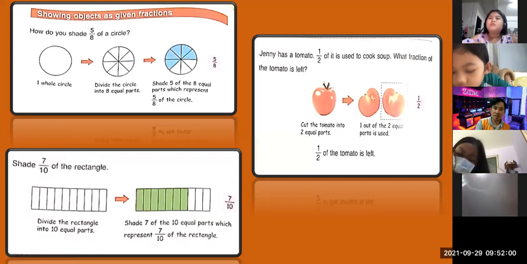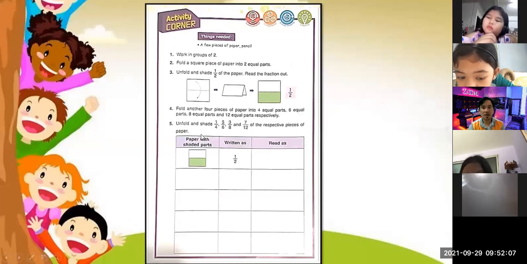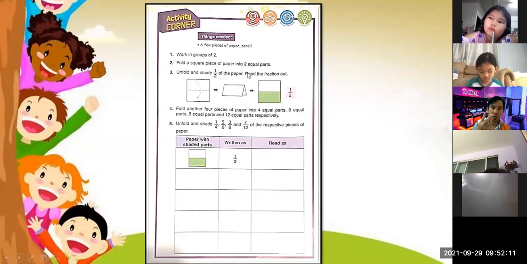Now for your activity, you will do it by yourself. There's an example here. Supposedly you will do it by 2. If you have friends with you, you can ask your friends to work with you. All you need to do is to fold a square of paper into 2 equal parts, just like this, 2 equal parts. And then you will read the fraction like this.